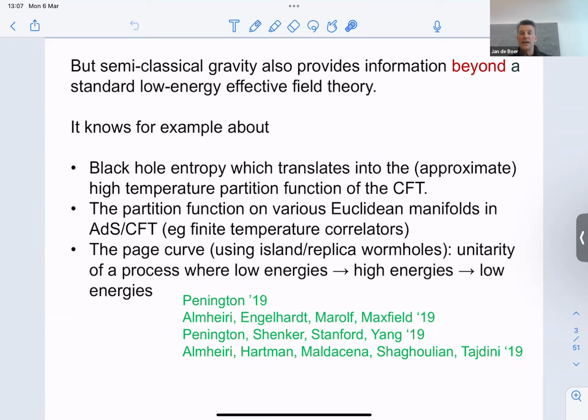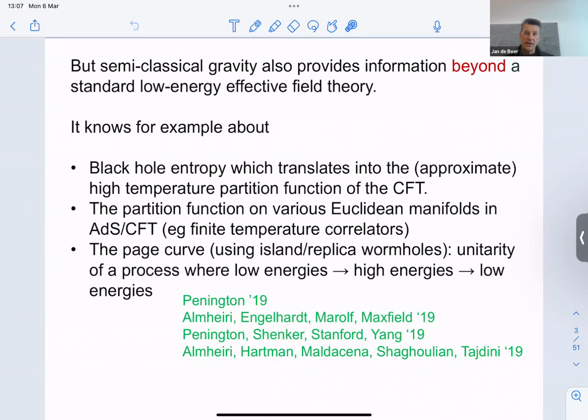And finally, as recent work showed, you can also get the Page curve. If you don't know what it is, then that's fine. I'm not going to use it later. The Page curve associated to black hole evaporation is also something you can reproduce using only semiclassical gravitational methods.